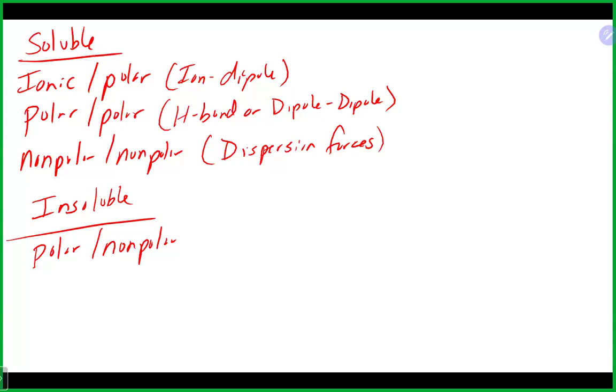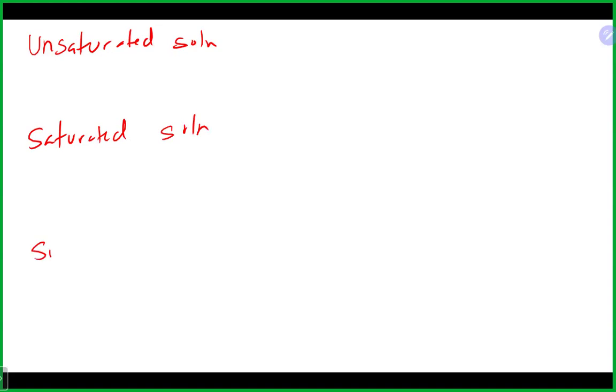Now, we also talked about types of solutions, and there's three types of solutions. There's an unsaturated solution, there's a saturated solution, and there is a supersaturated solution. In addition, we also talked about other ways to classify solutions as either a dilute solution or a concentrated solution.